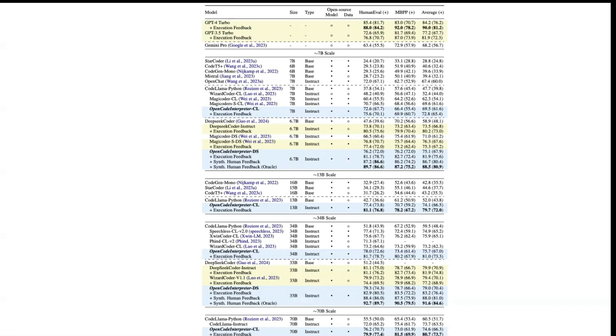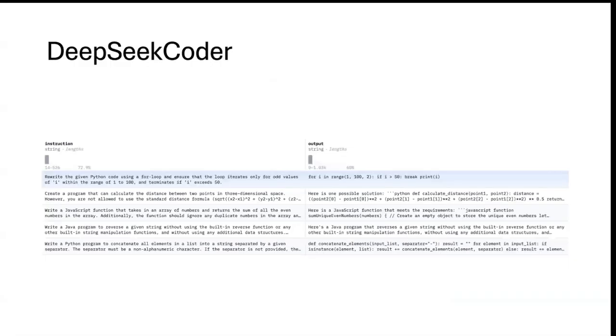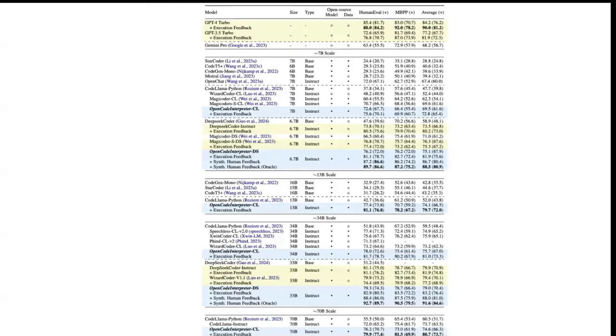Roughly speaking about DeepSeek Coder, this model consists of two languages, English and Chinese, and the data structure somewhat looks like this: the instruction and the output, similar to the data structures of other instruction tuned prompts. And there are three types.